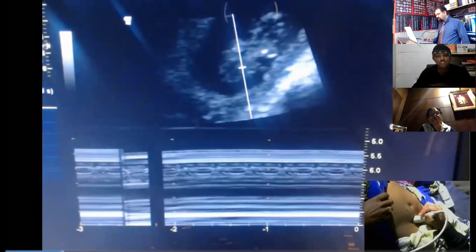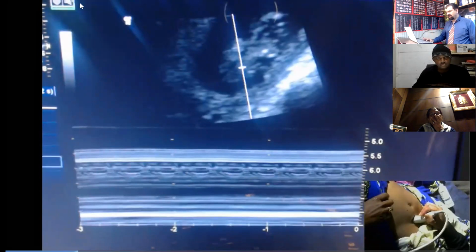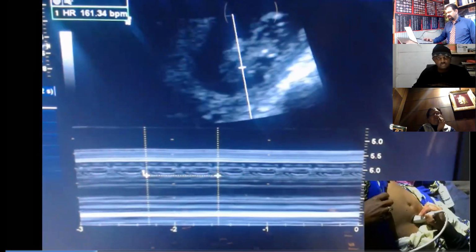Then you have to take one pulsation, skip the next one, and go to the third one. So from this point to this point, then you have to freeze it over here, and a pop-up will appear stating the fetal heart rate. Now in this case, it is 161, absolutely normal. So this is not a fetal bradycardia.